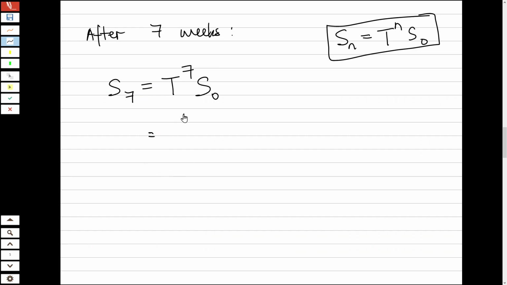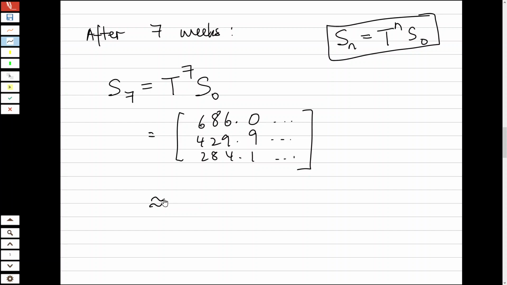So 686.0, 429.9, 284.1. And what you want to do is round to the nearest whole number for practical purposes.